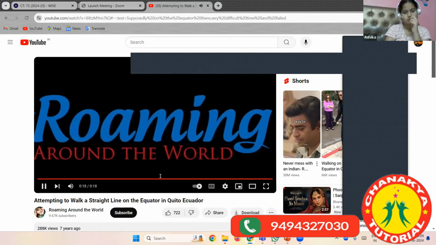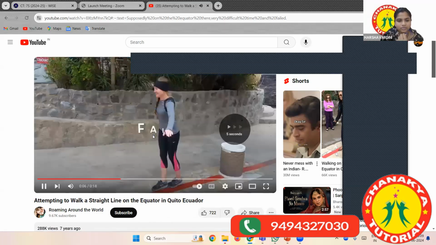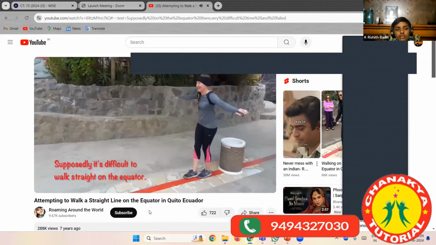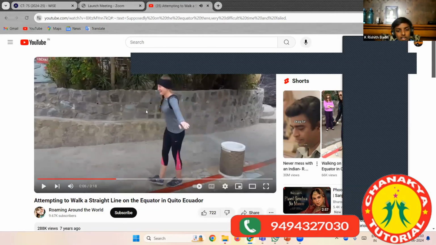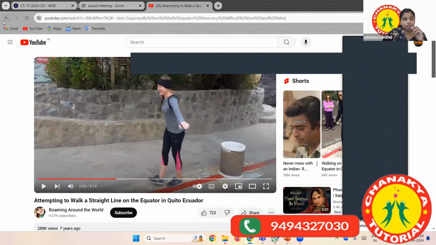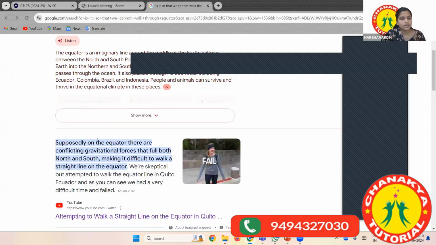Yeah, it's crazy. It's like they cannot just walk, no? They're stumbling around. Ma'am, so why does this happen? Because of the north and south pole conflict. That is what they are trying to say here. See here, because of the conflicting gravitational force.